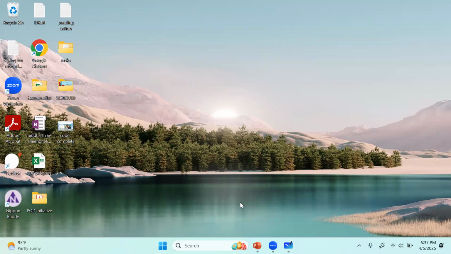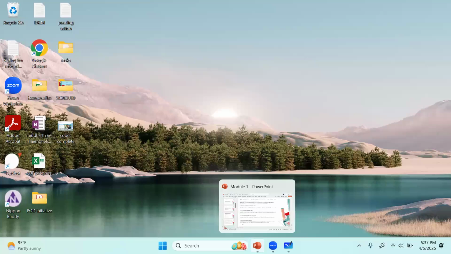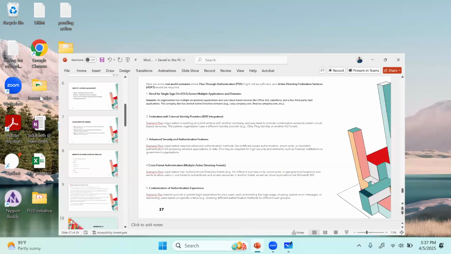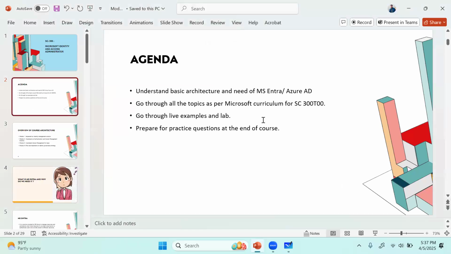Okay, now just to give you an overview of Entra, let me log into the Entra portal. Before that, I would also like to give you a very basic idea of very common known terms. What will be the agenda for this entire course? It will cover SC-300, and we will be doing labs. And after the course completes, we will do practice questions, which will help you for interviews as well, or if you are appearing for the exam.